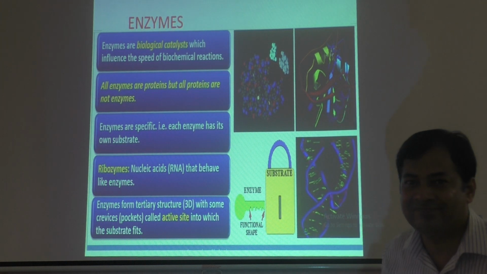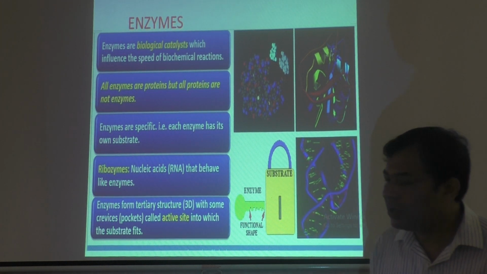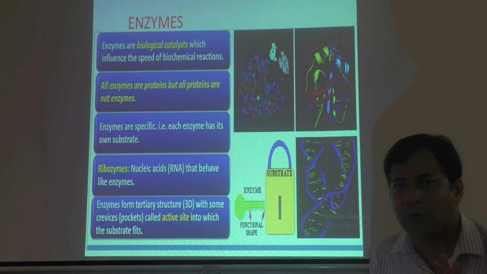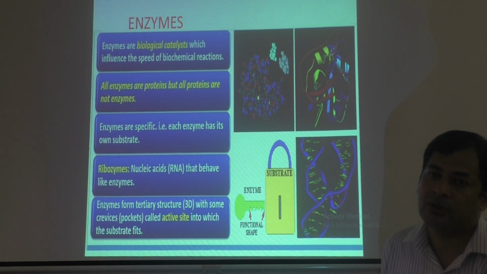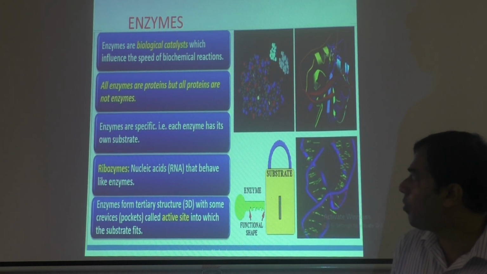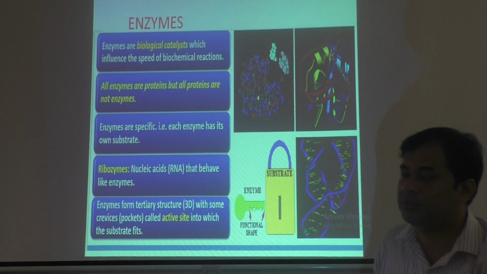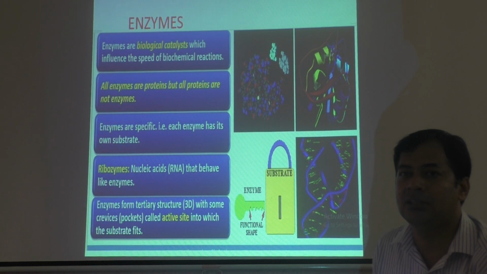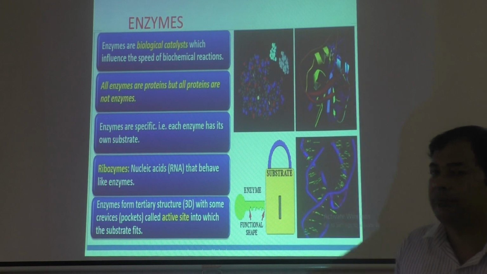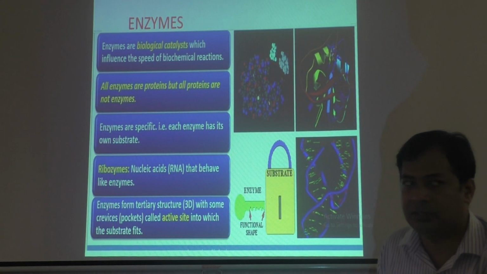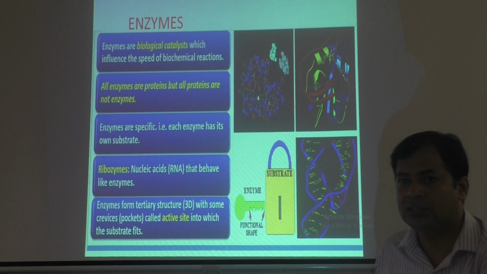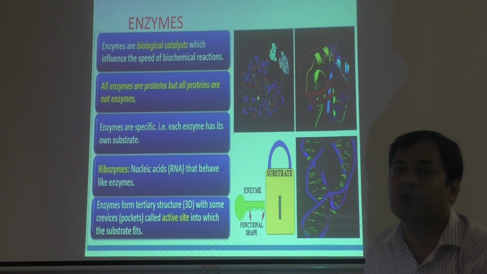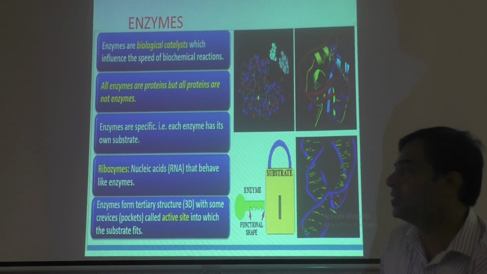I hope you are understanding. I repeat, all enzymes are proteins, but not all proteins are enzymes. Only some of the proteins are enzymes. For your understanding, suppose 70% of proteins are enzymes and 30% of proteins are hormones. Now you tell me, what is the meaning of this statement? All enzymes are proteins, yes, but all proteins are not enzymes, because some of the proteins are hormones also. That is the meaning.